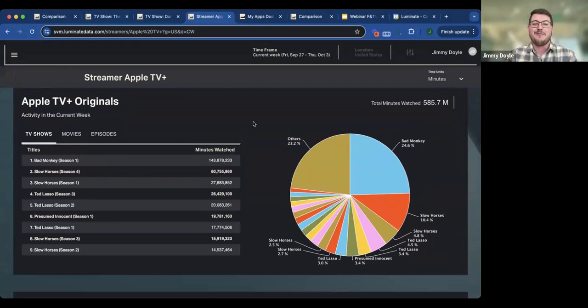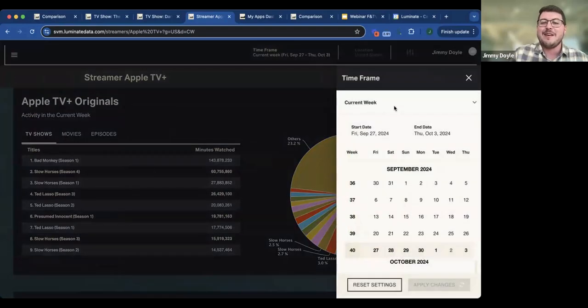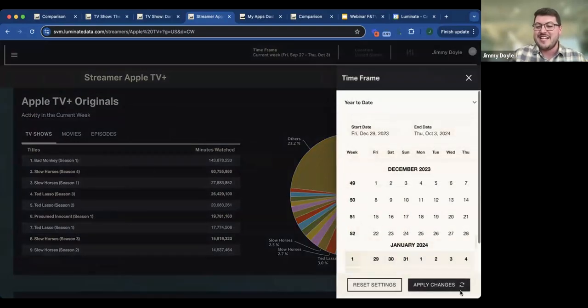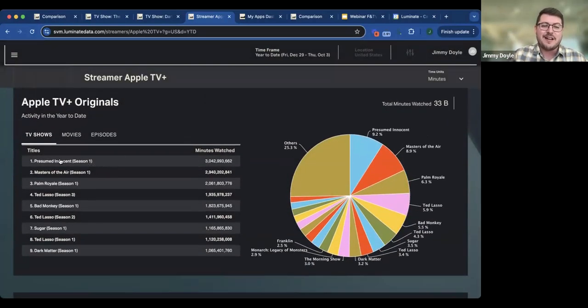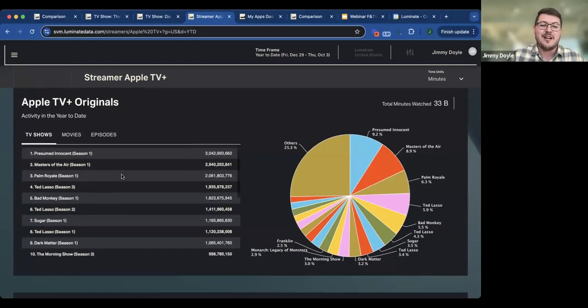It's still a really, really big performer for them. We can see a little bit more of that if we actually take this into year to date and we look at Apple's TV shows. So we can see this is something that's kind of breaking news for us. Presumed Innocent just recently overtook Masters of the Air as the biggest show on Apple TV this year. It's only going to get more viewership as the rest of the year goes on. So that's something that I think is a really interesting story here.